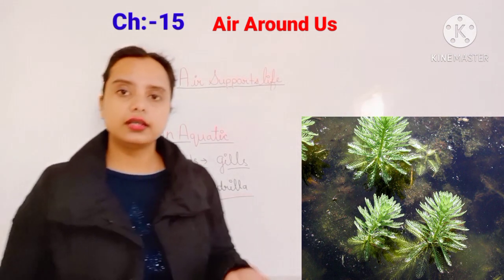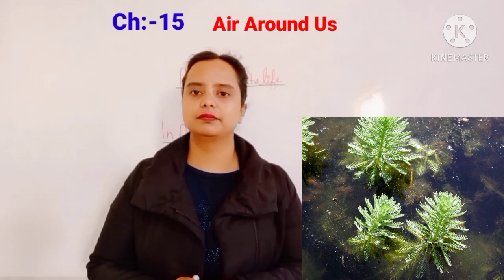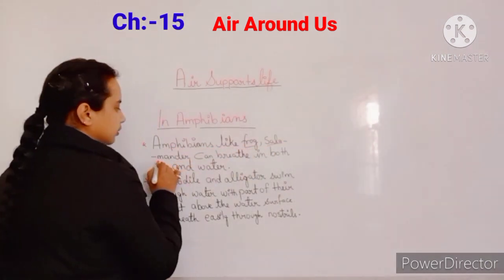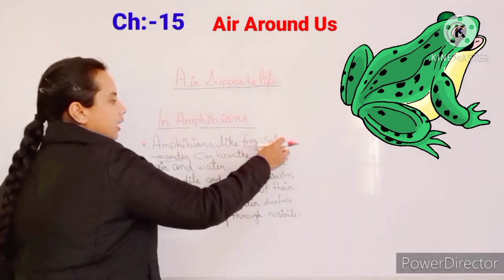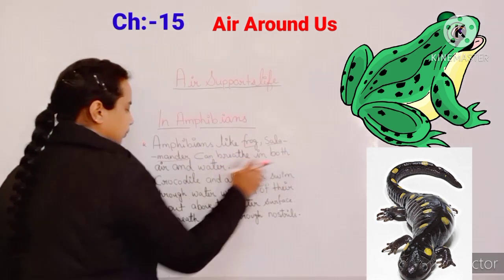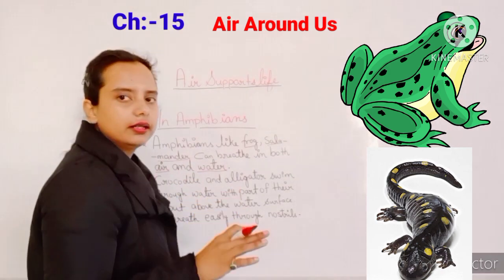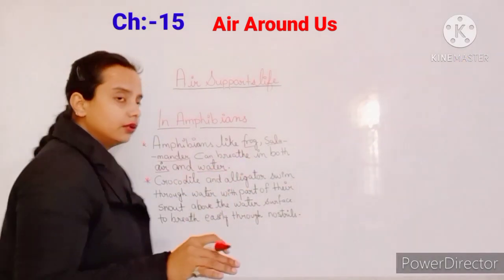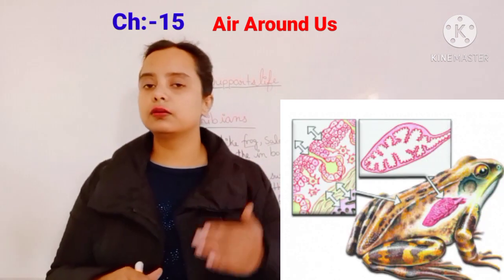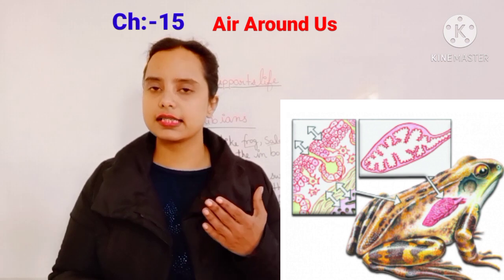Now let's see how the air is used by the amphibians. In amphibians like frog and salamander, the spelling is S-A-L-A-M-A-N-D-E-R, they can breathe in both air and water. So these two can breathe both on land and in water. How? The frogs have well developed lungs to breathe on land, and when they go under the water, the frog breathes through its moist skin.